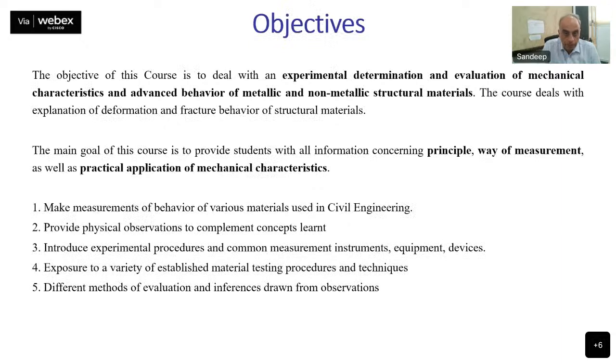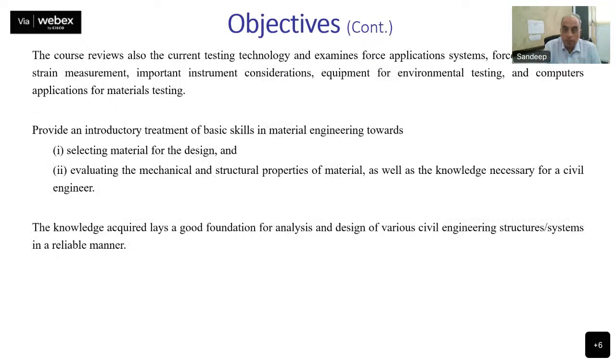And the objective of this course as such is, as prescribed by IAS, to deal with an experimental determination and evaluation of mechanical characteristics and advanced behavior of metallic and non-metallic structural materials. Of course, the materials are mostly related to civil engineering. And the main goal is to provide students with all information, including way of measurement, practical applications. So, like measurement of behavior of various materials used in civil engineering, physical observations, complement whatever concepts have been learned, to introduce experimental procedures, common measurements, and then exposure to variety of established material testing procedures, different methods of evaluation and inferences. The course also reviews the current testing technology and examines force applications, force measurements, strain measurement, instruments, etc.